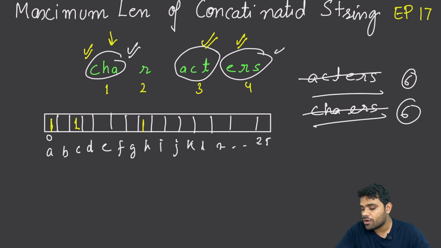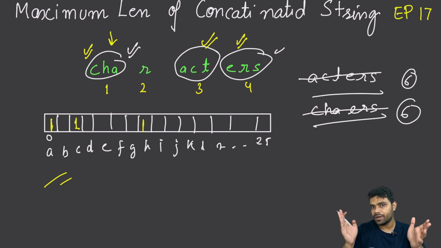So to keep track of which characters I have already selected in the past, I will keep an array of size 26. That array will have indices from 0 to 25, and each index will represent a character. So 0 will represent a, 1 will represent b, and so on.